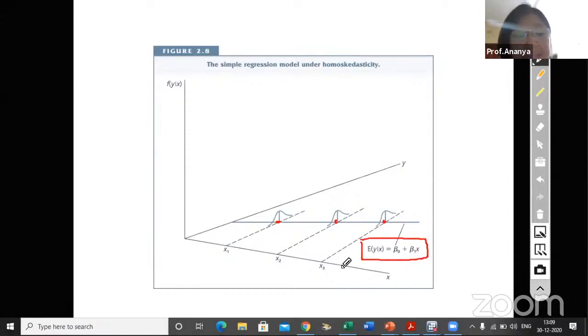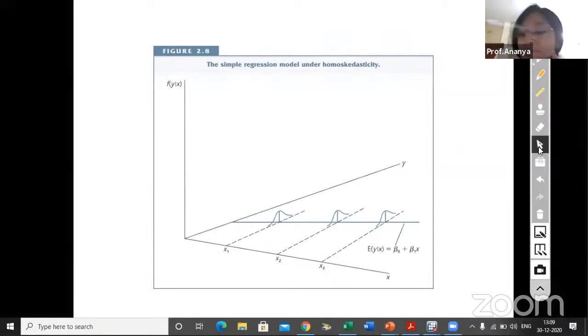Now, the assumption about the error terms. The error terms are mean 0. So that is the first assumption. The error terms are normally distributed. That's the second assumption. If we look at it in the following way, these assumptions are coming in over here.